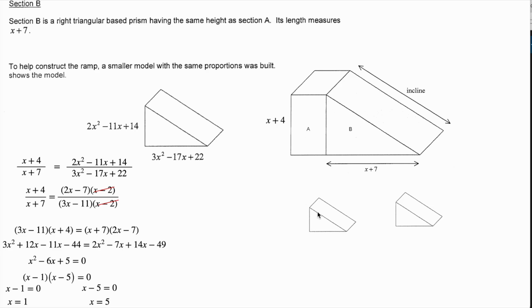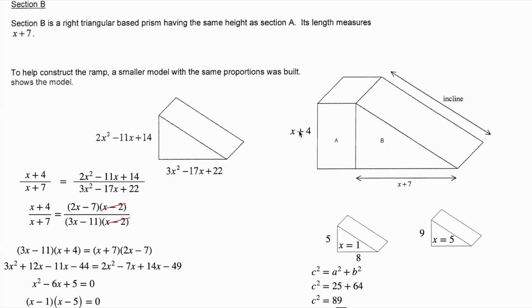I'm just taking this, drawing it over here. If x is 1, we have the height is 1 plus 4 is 5, and the base is 1 plus 7 is 8. That gives us a diagonal, the length of the ramp, which is going to be our c length. C squared is equal to a squared plus b squared, which is 5 squared is 25, 8 squared is 64, 25 and 64 is 89. Take the square root of that. That gives us 9.433981113.